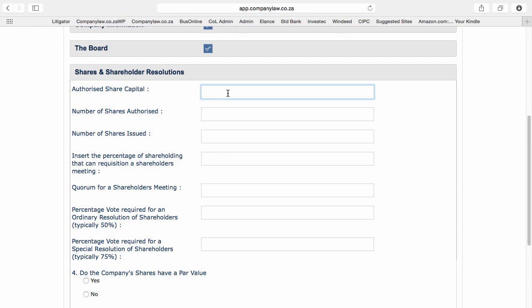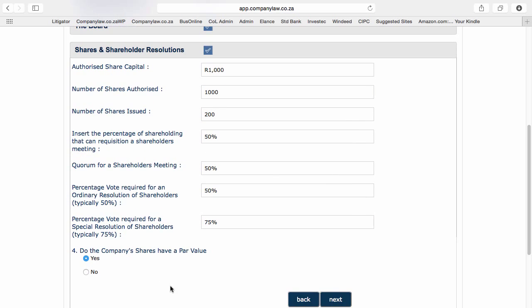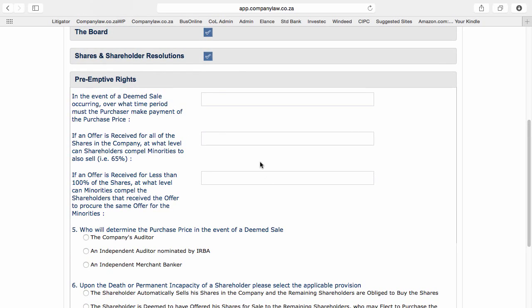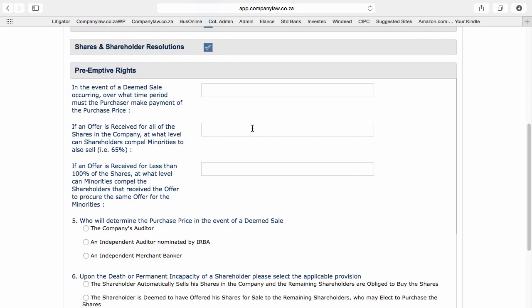In the next section, we record the share capital and the number of shares, the ordinary and special resolution thresholds, and whether or not the company shares have a par value or not. The next section deals with preemptive rights. In the event of a deemed sale event taking place, the first question requires the draftsman to insert the time period within which the purchase price must be paid.